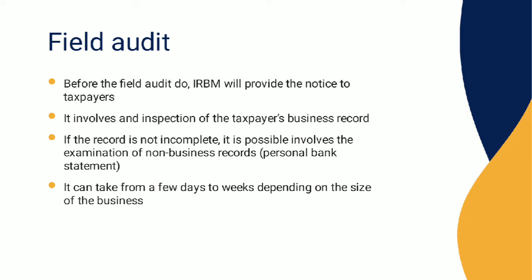Next, the field audit, which takes place at a taxpayer's premises. It involves an inspection of the taxpayer's business records. Before the field audit is performed, IRBM will provide notice to taxpayers. If the taxpayer's business records are incomplete, it is possible to involve the examination of non-business records such as personal bank statements. The taxpayer needs to provide valuable information about the other large business activities and the level of compliance among companies. Field audit can take from a few days to weeks depending on the size of the business.